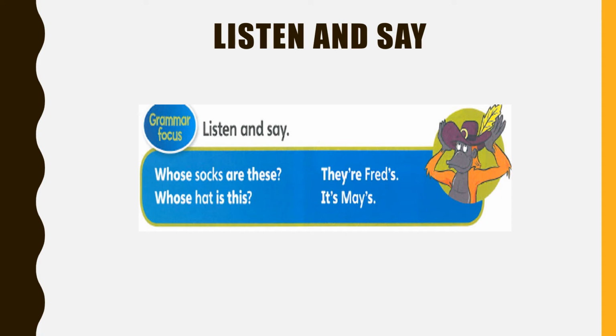So you have to remember the use of singular, plural, as well as the use of this, that, these, and those. So let's repeat. Whose socks are these? They are Fred's. Whose hat is this? It's May's.